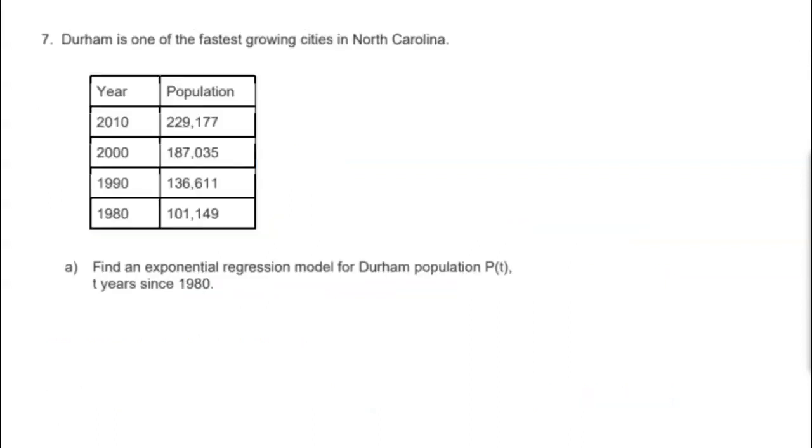We're going to start with number 7. Durham is one of the fastest growing cities in North Carolina. Find an exponential regression model for Durham population, P of T, T years since 1980.